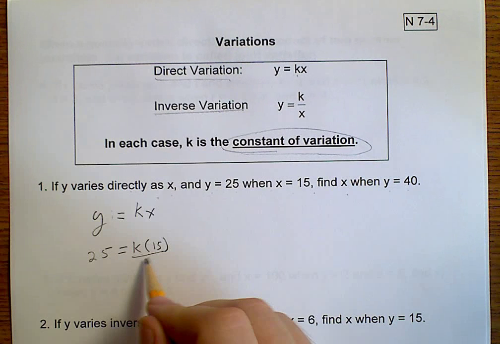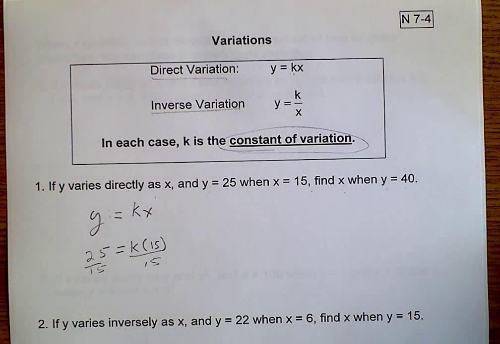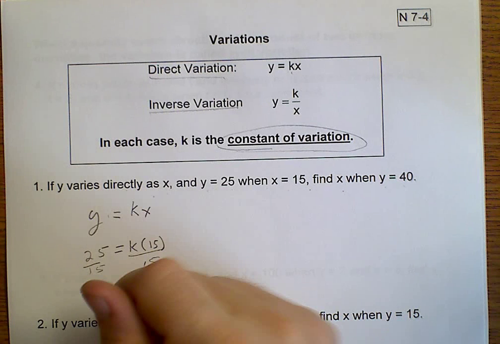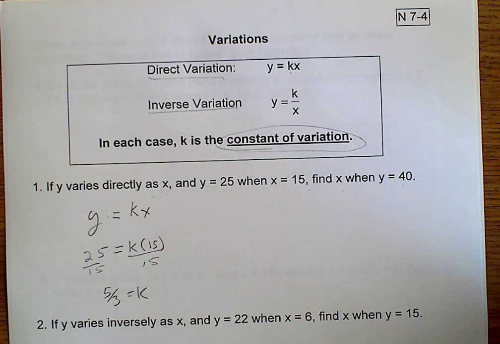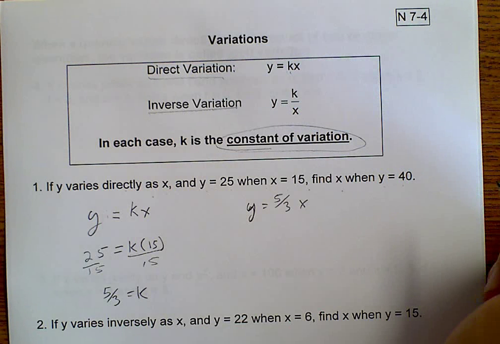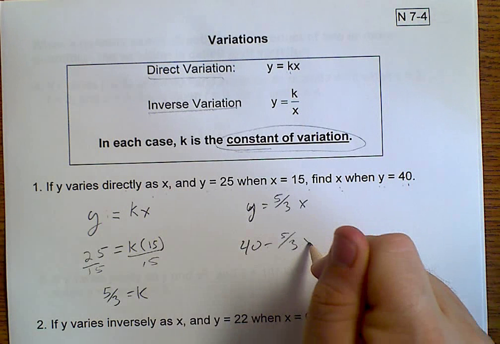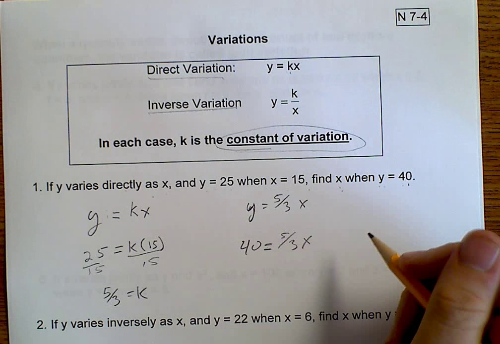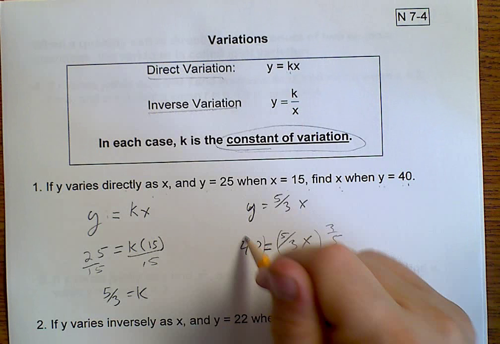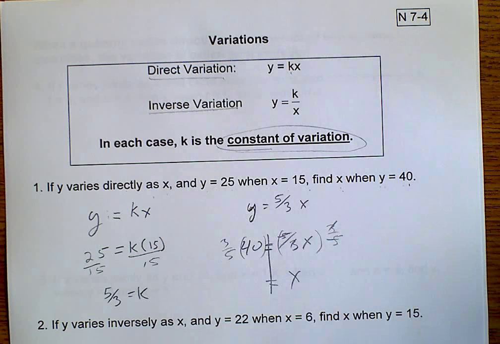So we divide both sides by 15. And 25 divided by 15 is 5/3. So that equals k. Now y equals 5/3 x. Now we need to find x when y equals 40. So 40 equals 5/3 x. To get x alone, I'm going to multiply by 3/5. The 5's will cancel and the 3's will cancel, so on this side we're just left with x. And 40 times 3/5 is 24.